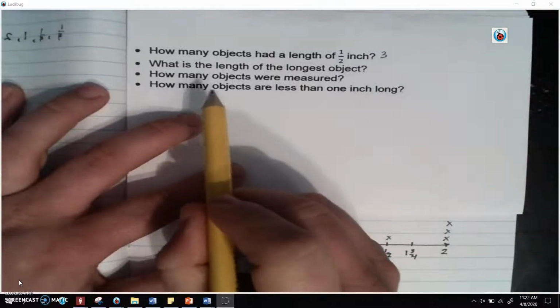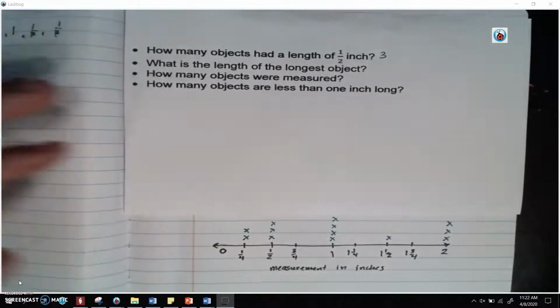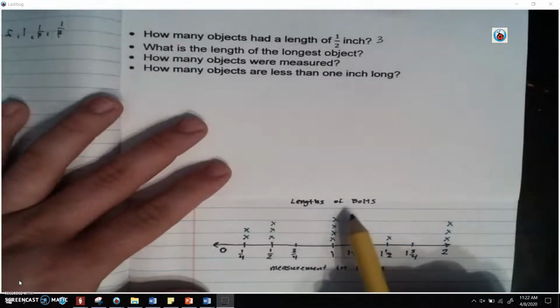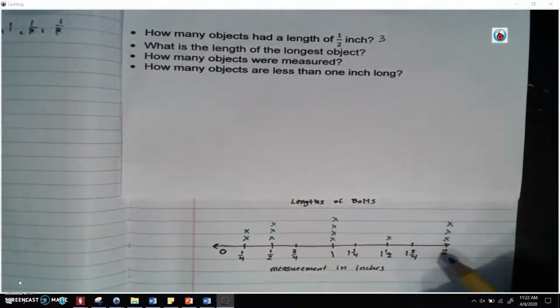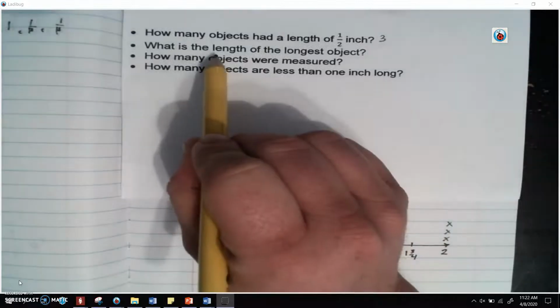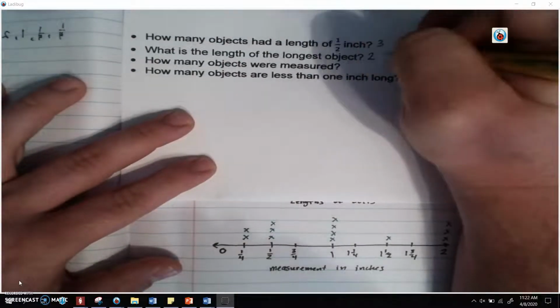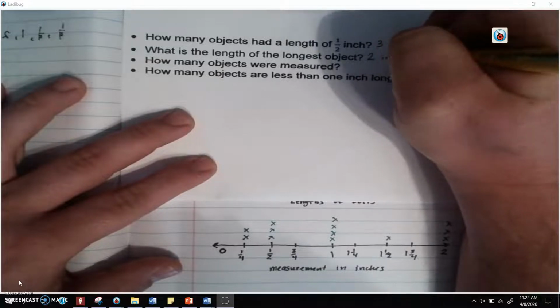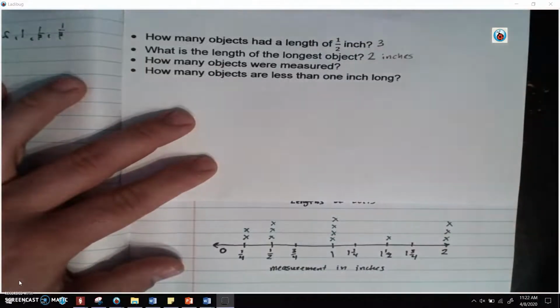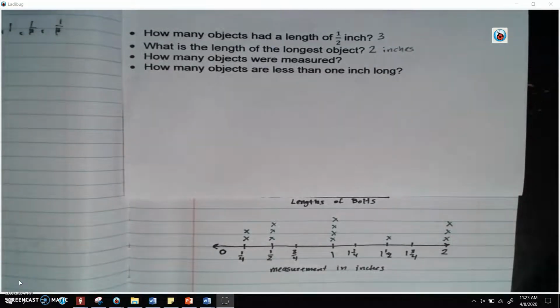My next question says, what is the length of the longest object? The longest object, the longest bolt that I measured was 2 inches. So don't let that confuse you. I could have easily just gone, oh, this has the most X's, but it wanted to know what is the length of the longest. So the length would be 2, and I need to make sure I put my unit, which is inches.